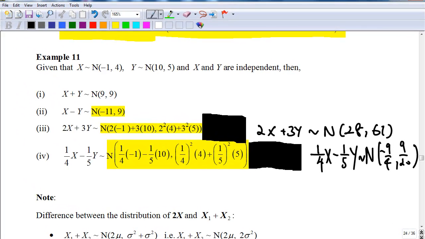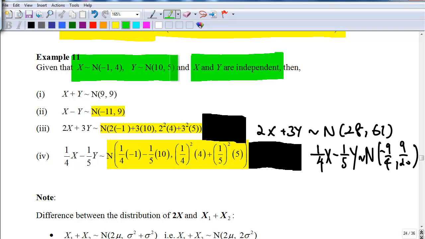Now, example 11 is a good example to illustrate the rules and properties that you saw in the earlier table. What we have in example 11 is two normally distributed independent variables, and you know everything about them. Then you want to find the distributions for the linear combinations that you see in part 1, part 2, part 3, and part 4.